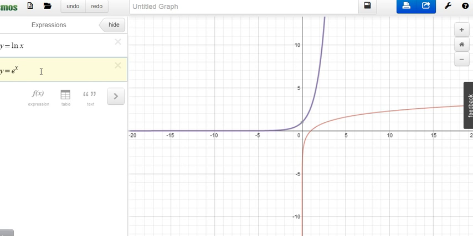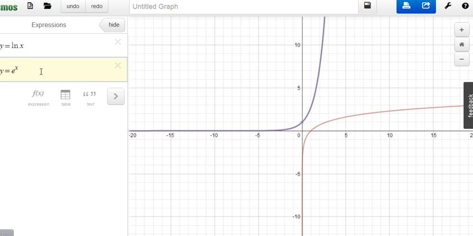Okay, how are these two related? They're inverses of each other, right? Just like 10 to the x and log x. So we have e to the x and ln of x. So these are inverse functions. Okay? Inverse just means it undoes it, right? So like an inverse function.